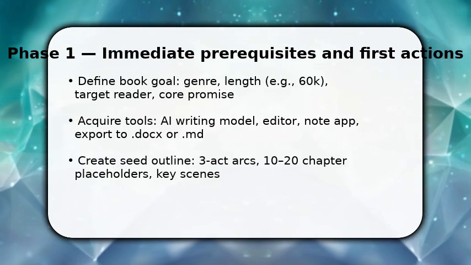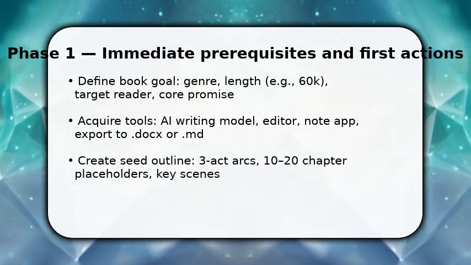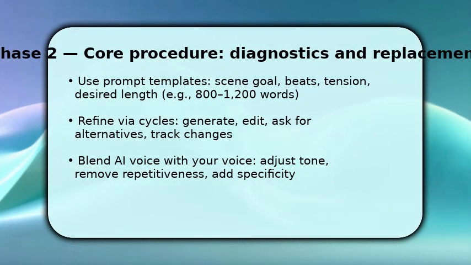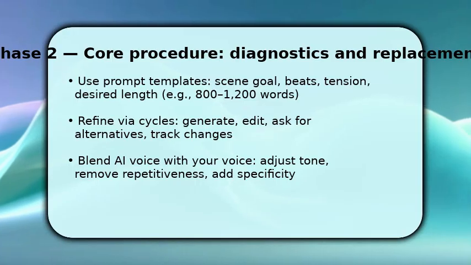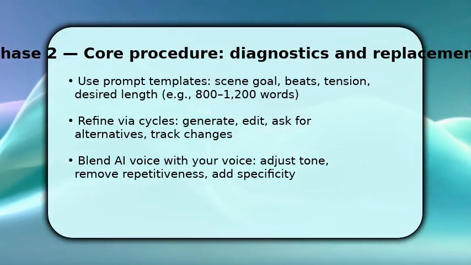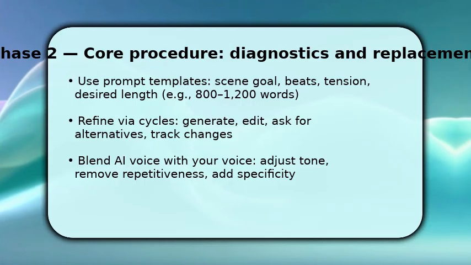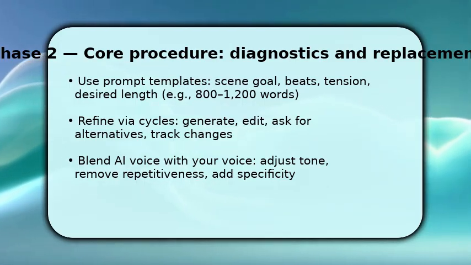You now execute chapter by chapter using template prompts: scene goal, beats, tension, and length. Generate a first pass, then immediately edit for clarity and character consistency. Ask the model for 2 alternatives for weak passages.